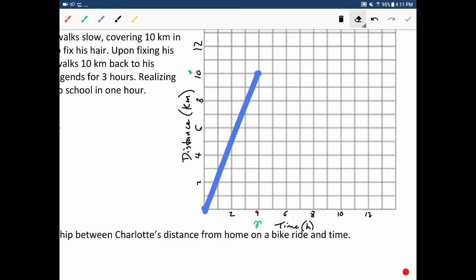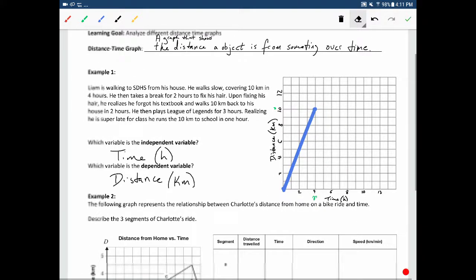All right. So after that, what happens? He then takes a break for 2 hours to fix his hair. So we're going to think about what this is going to look like. And this is where people often have trouble with this. You have to think about what this is saying. So this axis is the distance from his house.